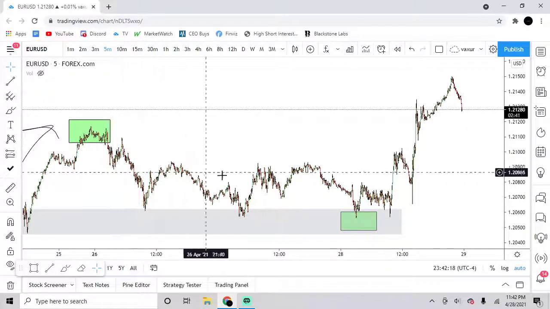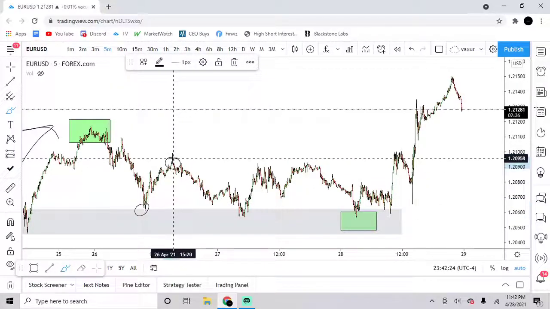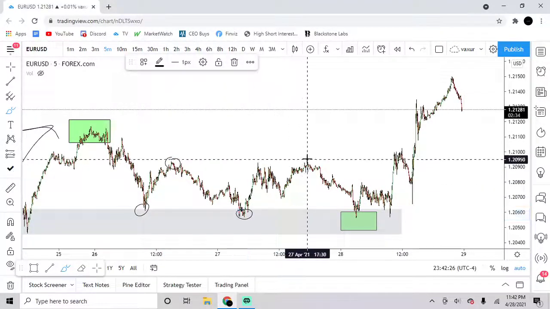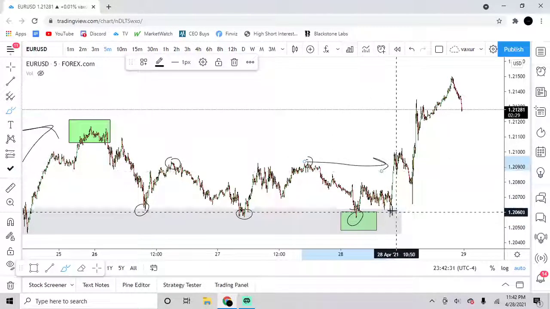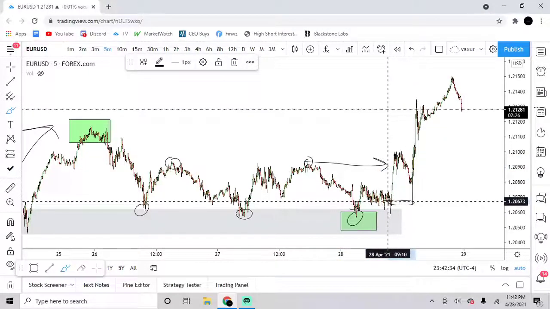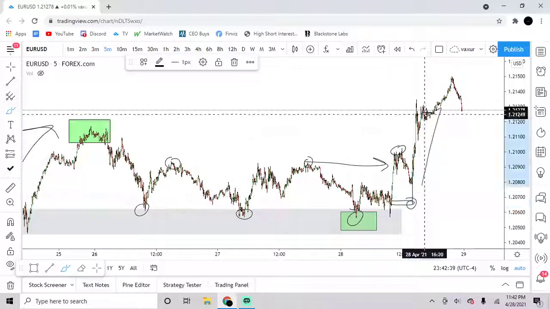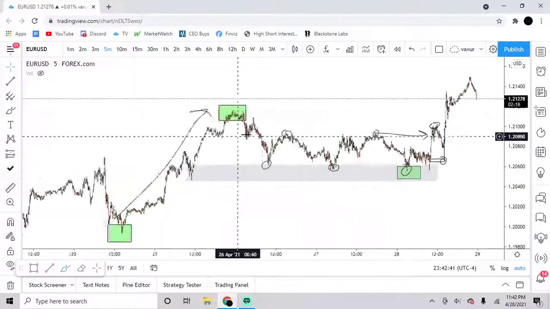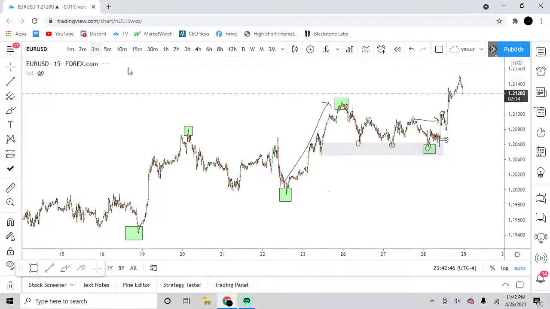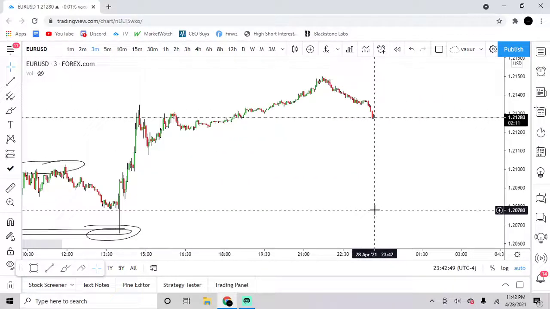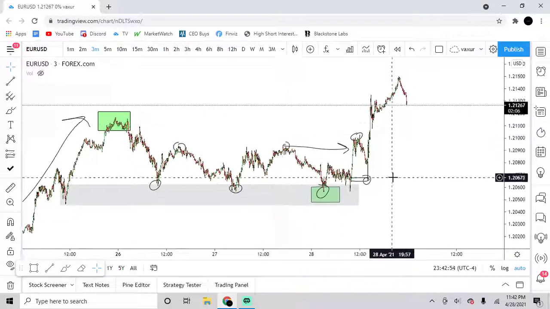So here's the pullback right here. Here's your structure points for it. Break of structure. Price comes and hits this order block, pushes up. So we just took a minute 15 piece of structure and took it down to basically the lowest you can go, and I've done the math on this already.